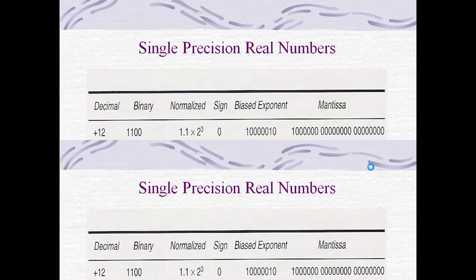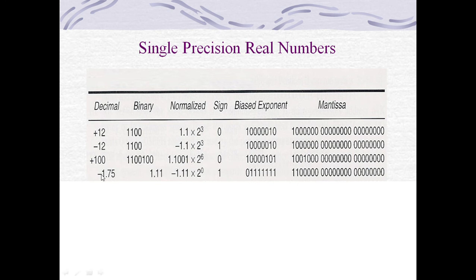This can be extended with other examples, for example minus 1.75. This is again very simple. We just have to convert 1.75 to a binary number by first converting the integer part to binary, and then converting the fraction part, 0.75, to binary, and then combining both of them, and we would get 1.11 in binary. This 1.11 is then normalized, and we would get 1.11 times 2 raised to power 0.